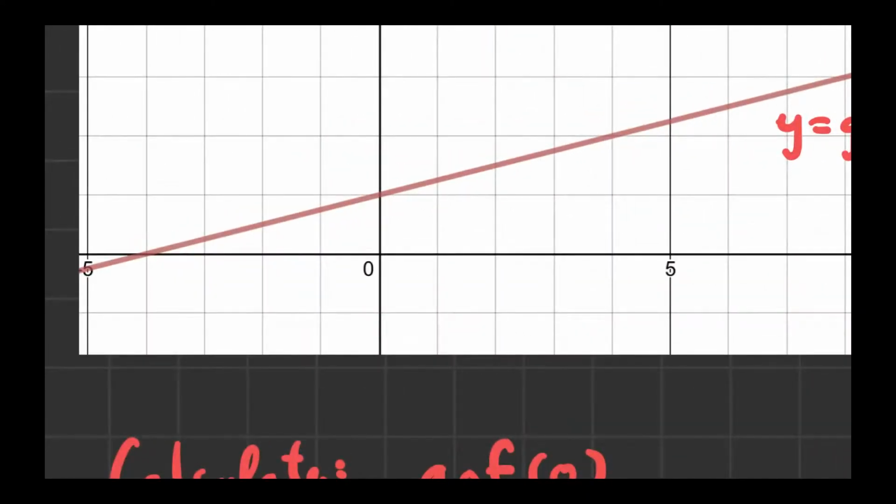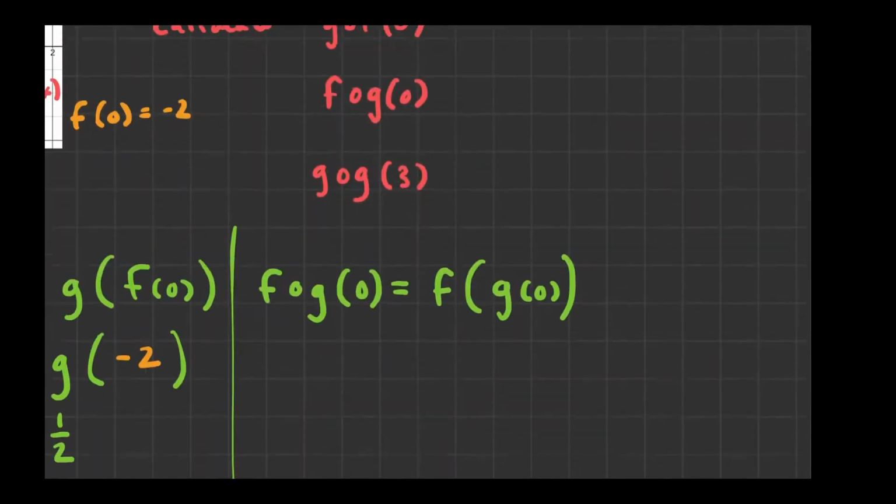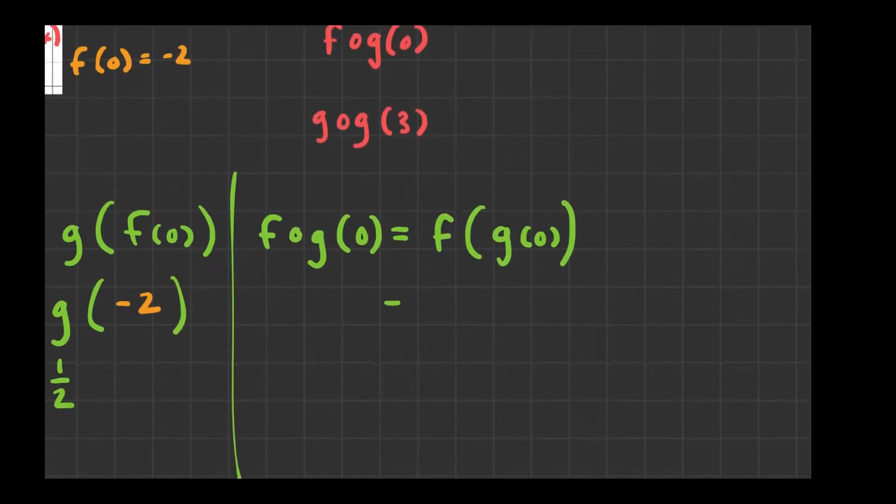So at 0, if we look on the x-axis, here's 0. It looks like it crosses the y-axis at 1. So G of 0 is equal to 1. Okay, so G of 0 is equal to 1. So that means that we are looking for F at 1.